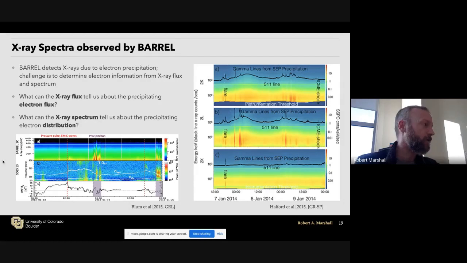The complicated part about this type of measurement, of course, is that given the measured X-ray flux and spectrum, how do we invert that to infer the electron flux and spectrum? That is a challenging problem, and I'll say a little bit more about that in a couple slides.